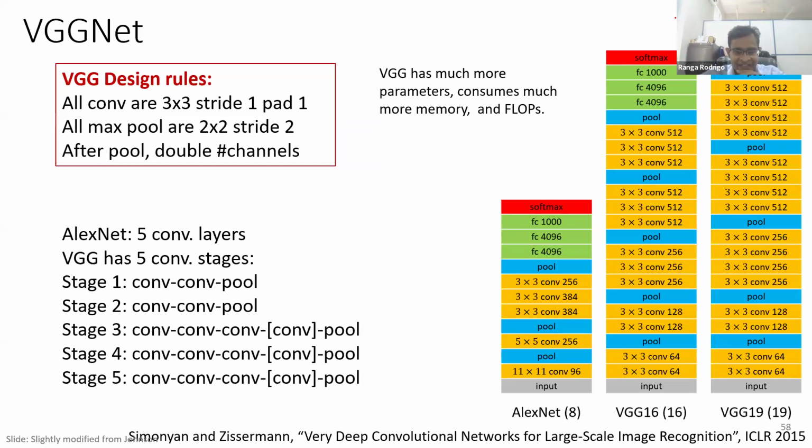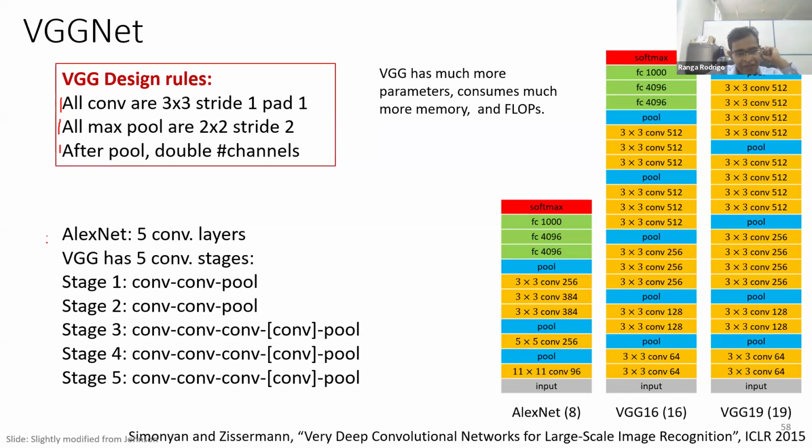I don't remember when it won the challenge. So they came up with some design rules. These are VGG, Visual Geometric Group at Oxford University. All convolution layers are 3 by 3, stride 1, pad 1. Now that's easy, right? All max pools are 2 by 2, stride 2. After pooling, double the number of channels.